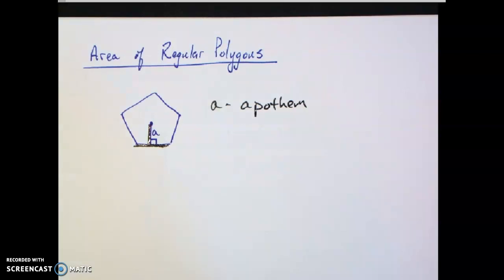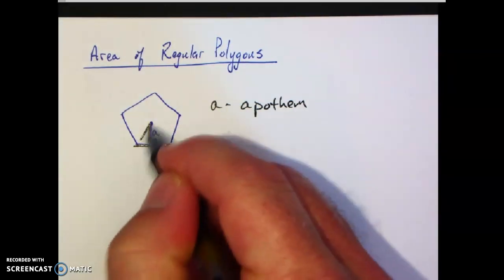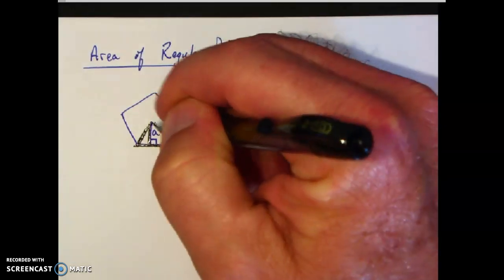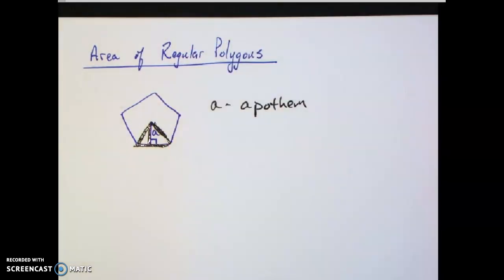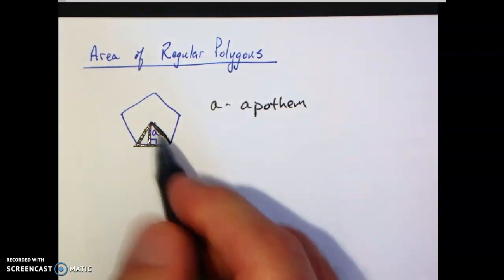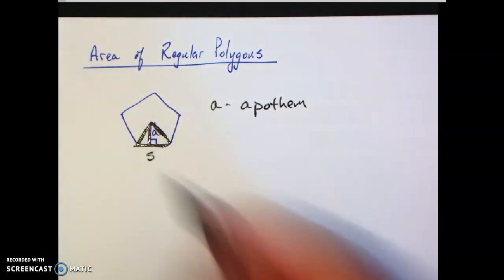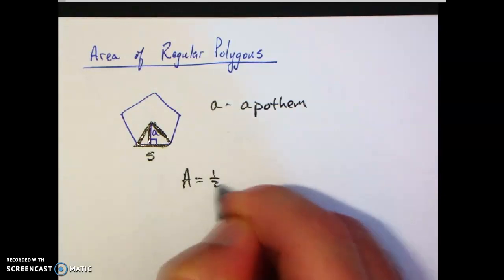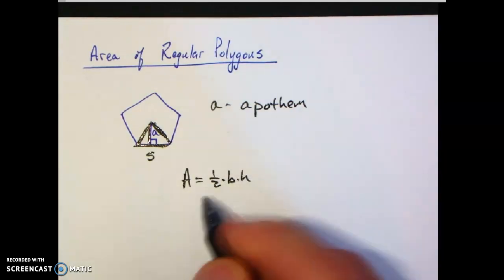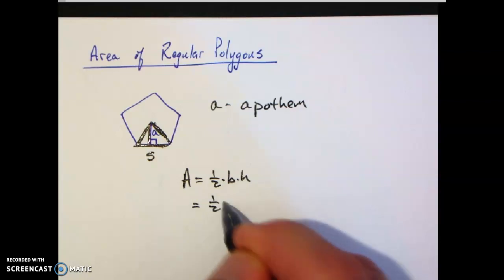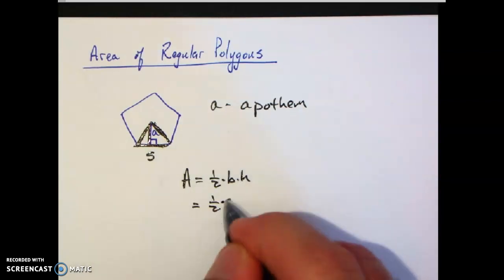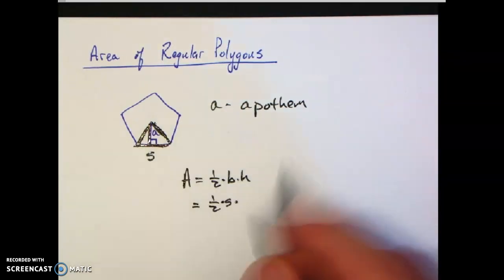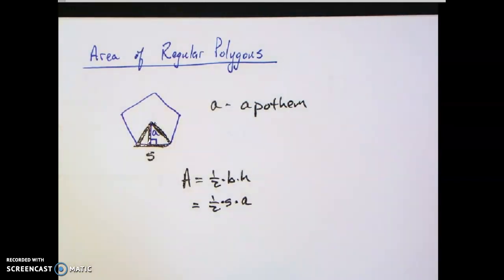So when we're finding the area of this regular polygon, imagine if this were a triangle, we could find the area of that triangle if we knew this side length. We know to find the area of a triangle, we take 1/2 times base times height. In this case, our base would be the side length and our height would be our apothem. And that would find the area of that triangle.